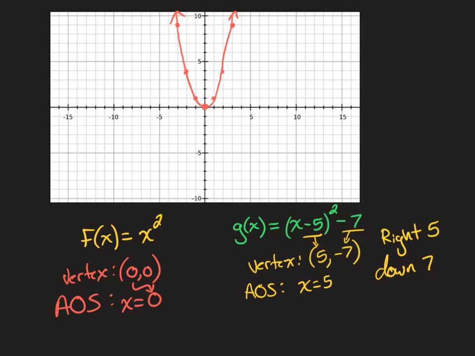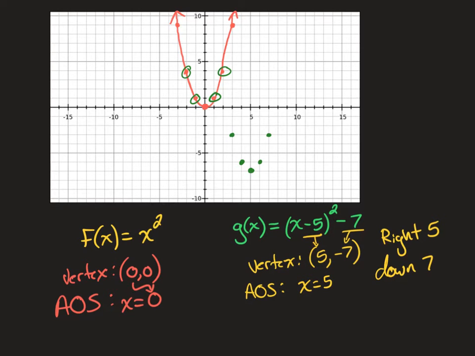So we know 5, negative 7 is the, oh, let me get a better color. I'll use green. 5, negative 7 is our vertex. Well, if I take this point and move it over 5 and down 7, it goes right there. And this one, over 5, down 7, goes there. This one, over 5, down 7, goes here. And this one, over 5, down 7, goes here.